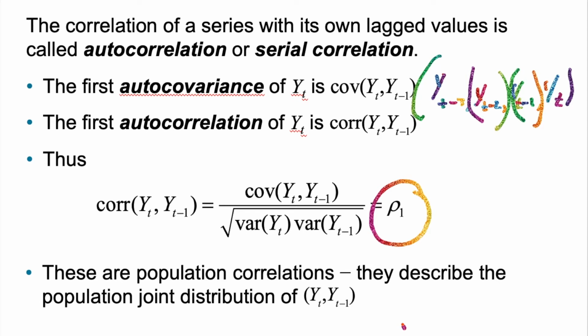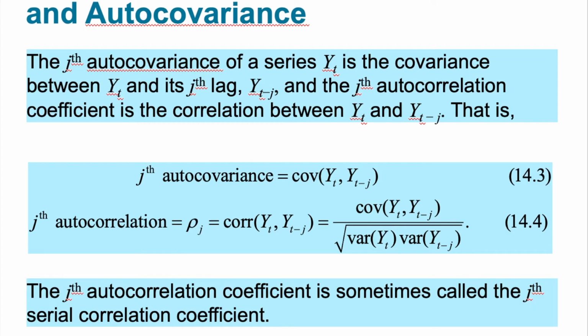We're going to see later in the chapter that it's going to be very important that we are able to generalize this idea of autocorrelation or serial correlation and autocovariance to the jth lag. So the jth autocovariance of a series yt is the covariance between yt and its jth lag, yt minus j. And the jth autocorrelation coefficient is the correlation between yt and yt minus j.